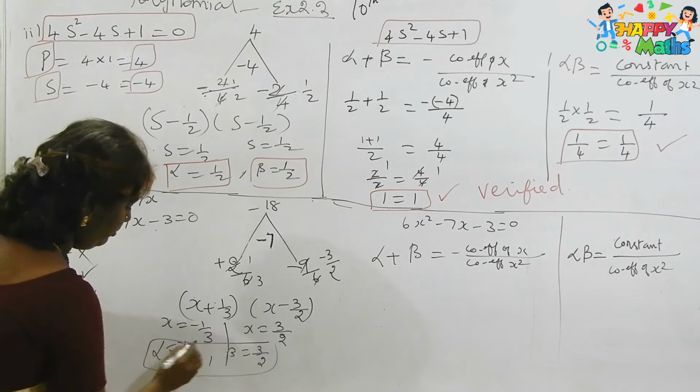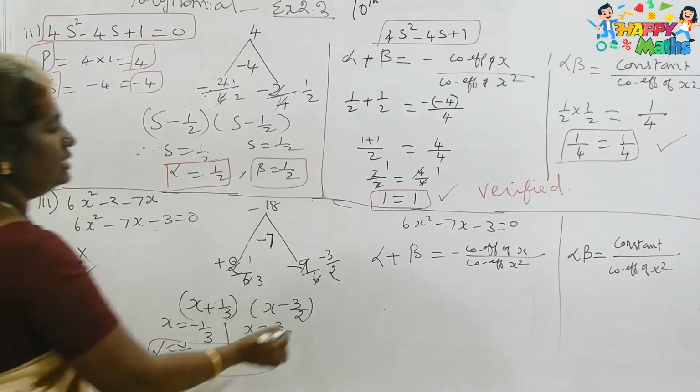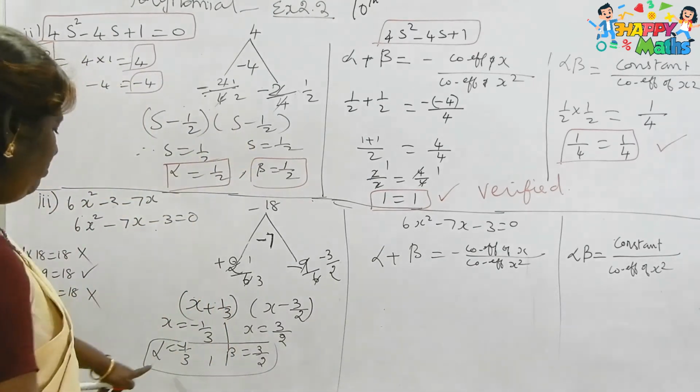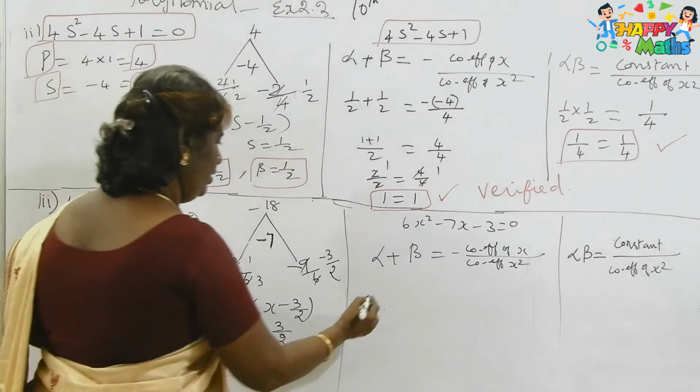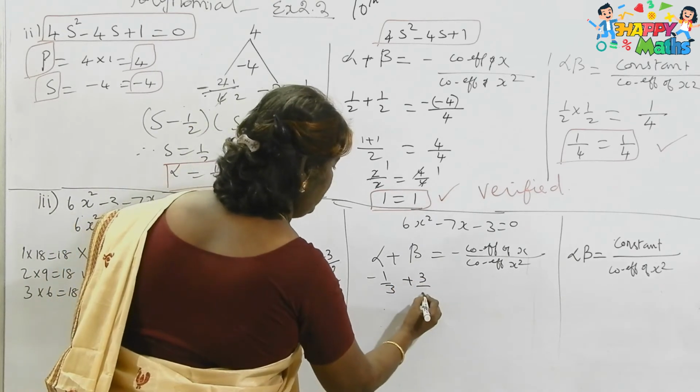Is it clear for you now? So these are the zeros. After that our work is very easy here. See what we are going to do now. In the place of alpha, what we are going to write? Minus 1 by 3. In the place of beta, we are going to write 3 by 2.